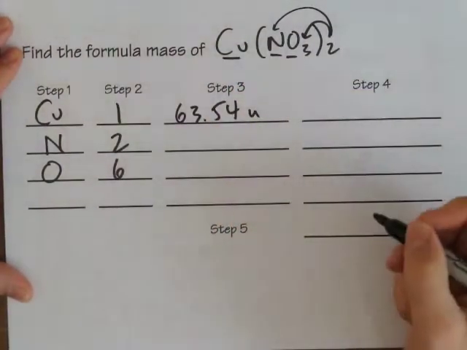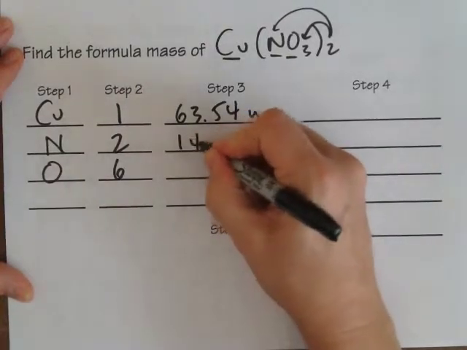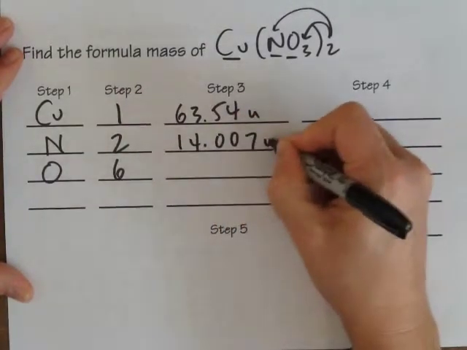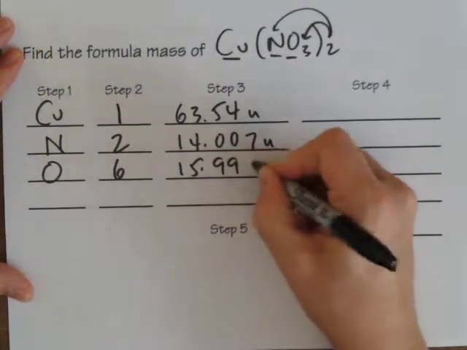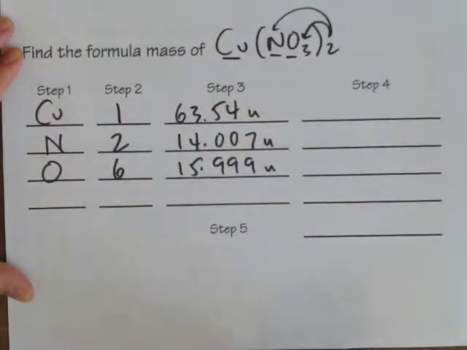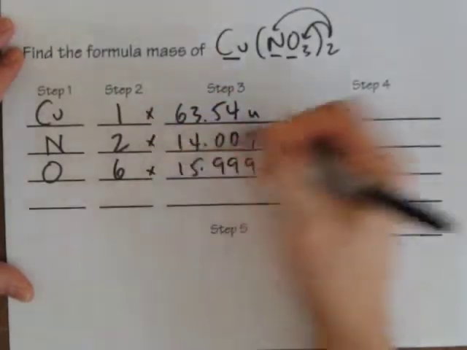63.54 atomic mass units. Nitrogen, 14.007 atomic mass units. Oxygen, 15.999 atomic mass units. Next step is we'll multiply them.